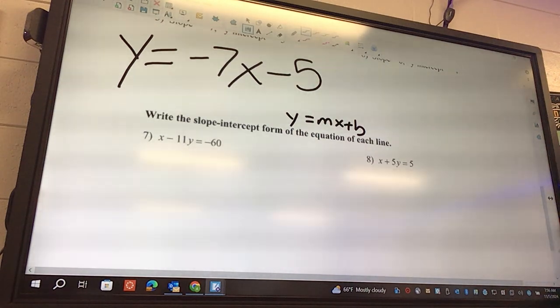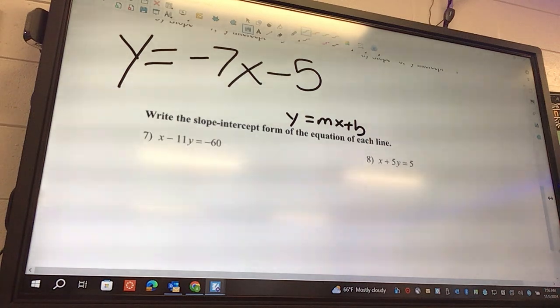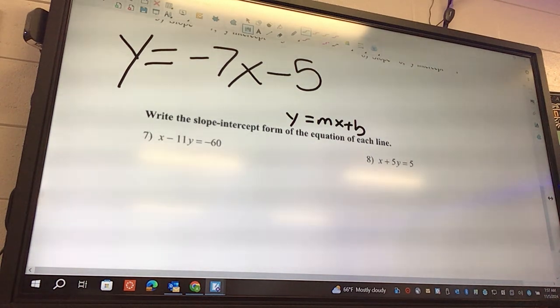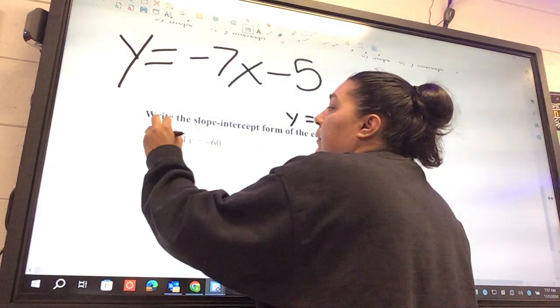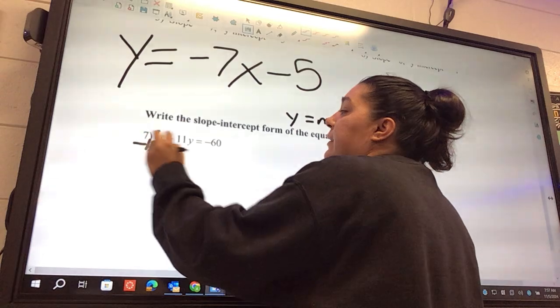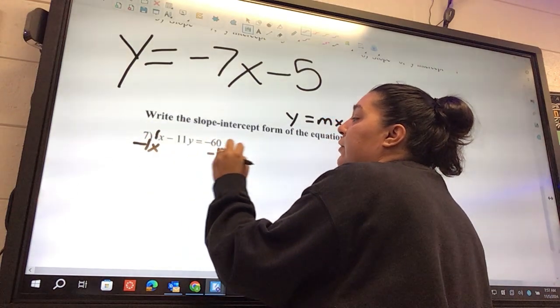Put them in the box. Your steps are going to be the exact same every single time. You're going to subtract the x's. So in this case, we got minus 1x. If I do it to one side, we're going to do it to the other side.